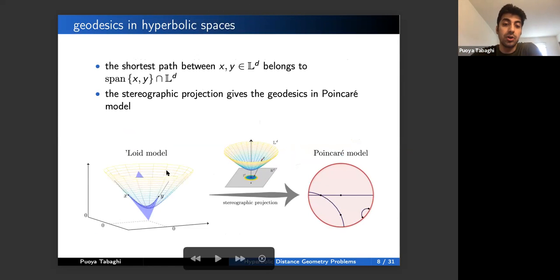Okay, so this is a Loid model. And we want to know what is the shortest path between 2 points in the Loid model. Geometrically, it's quite easy. You have X and Y, and you take the span of X and Y, which is a 2D subspace, and then you take that intersection with the hyperboloid sheet, and this line would be the shortest path line, aka geodesic. And you can use this bijection that I just mentioned, stereographic projection, to visualize this geodesic in the Poincare model as well. So as you can see, the lines don't look straight, but they are shortest path lines between these points. And the closer these points are to the boundary, the more curved they're gonna look.